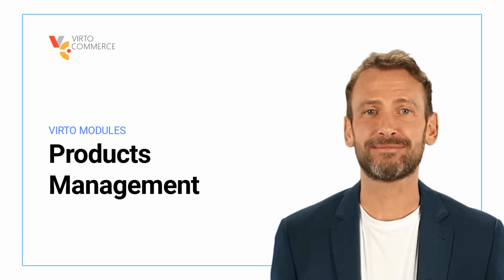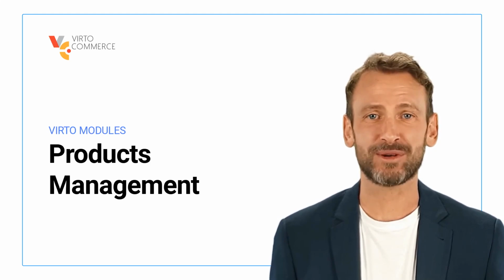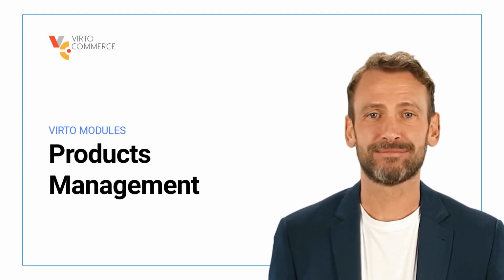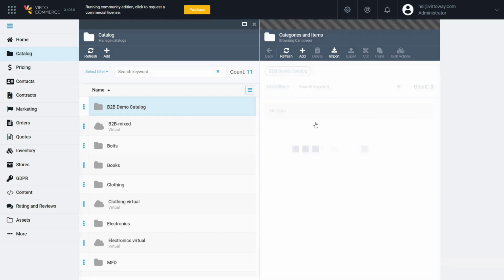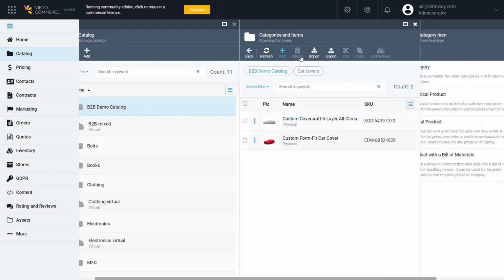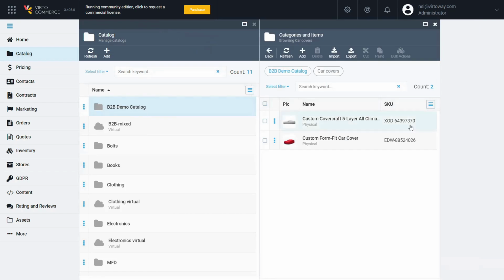Hi there! Today, let's take a look at products management via the Virto Commerce Catalog module. Virto supports physical and digital products, bills of materials, and product variants. You can add both digital and physical products to the same category with no restrictions. Other types of products can be easily created as needed.